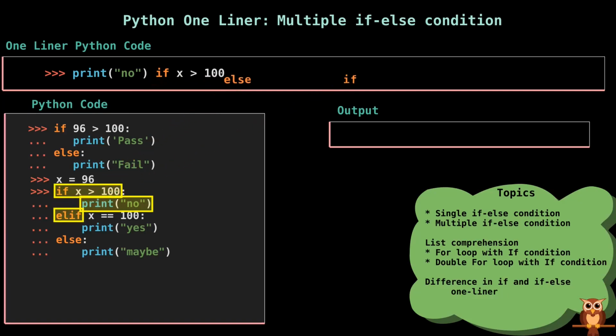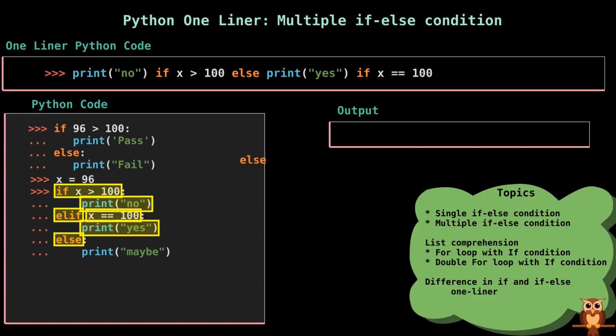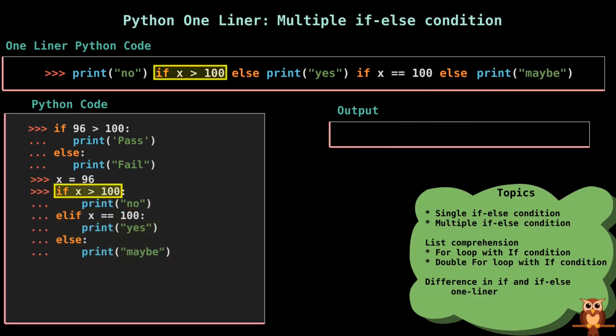Elif is broken down into else and if, always followed with the condition statement in both of the formats. Execution of code in one-liner Python code and general code are similar.